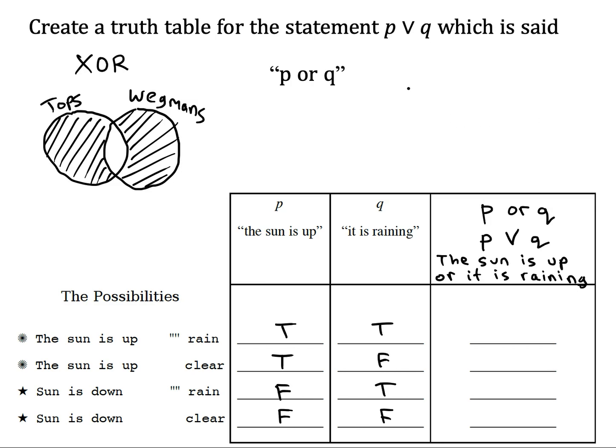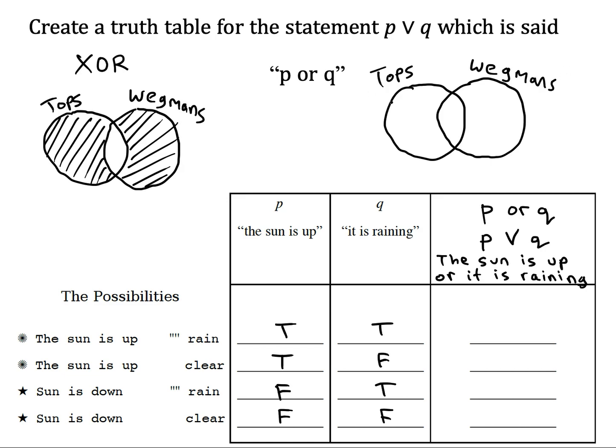Okay. But what we want to use here is actually the inclusive OR. Now in the inclusive OR, if I say I'm going to Tops or Wegmans, then it is valid to go to one or the other, or both. This is the meaning of or that we'll use here. Okay. So let's try to answer the question one more time with that understanding. I'll start with the easier ones.